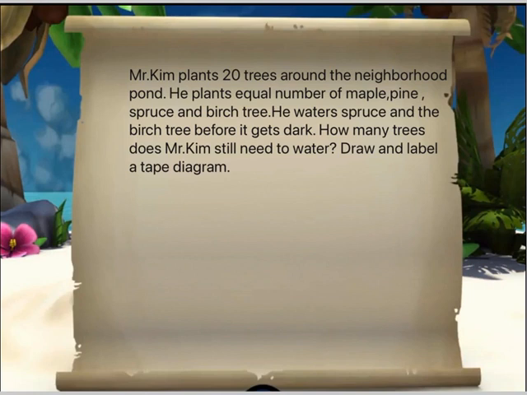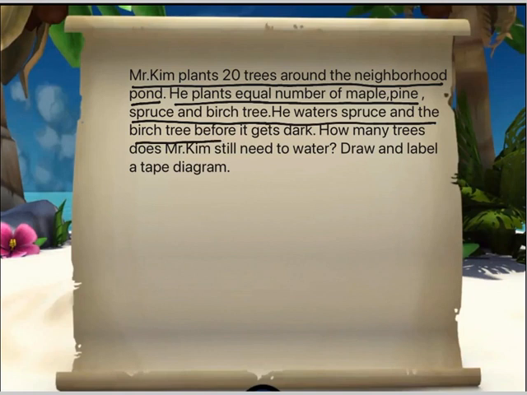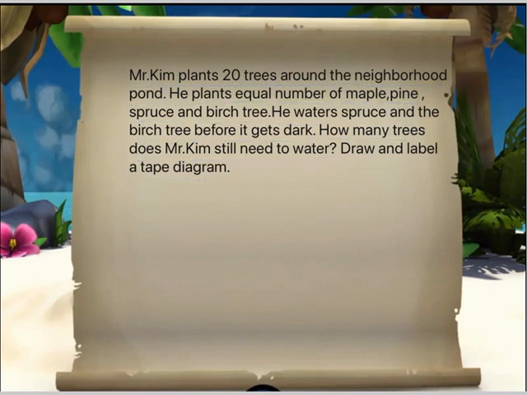The question is, Mr. Kim plants 20 trees around the neighborhood pond. He plants an equal number of maple, pine, spruce and birch trees. He waters the spruce and birch trees before it gets dark. How many trees does Mr. Kim still need to water? Draw and label a tape diagram.